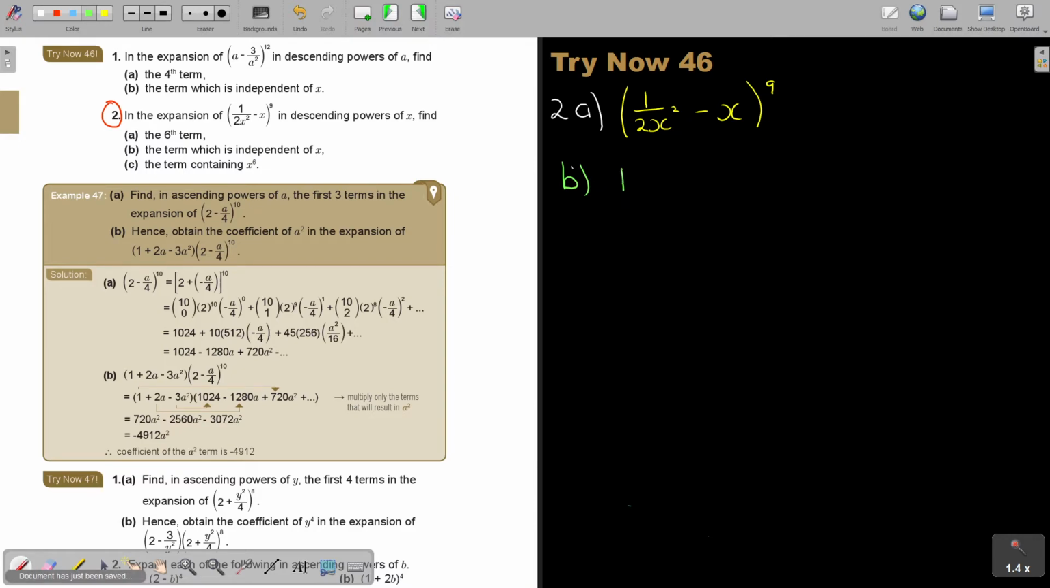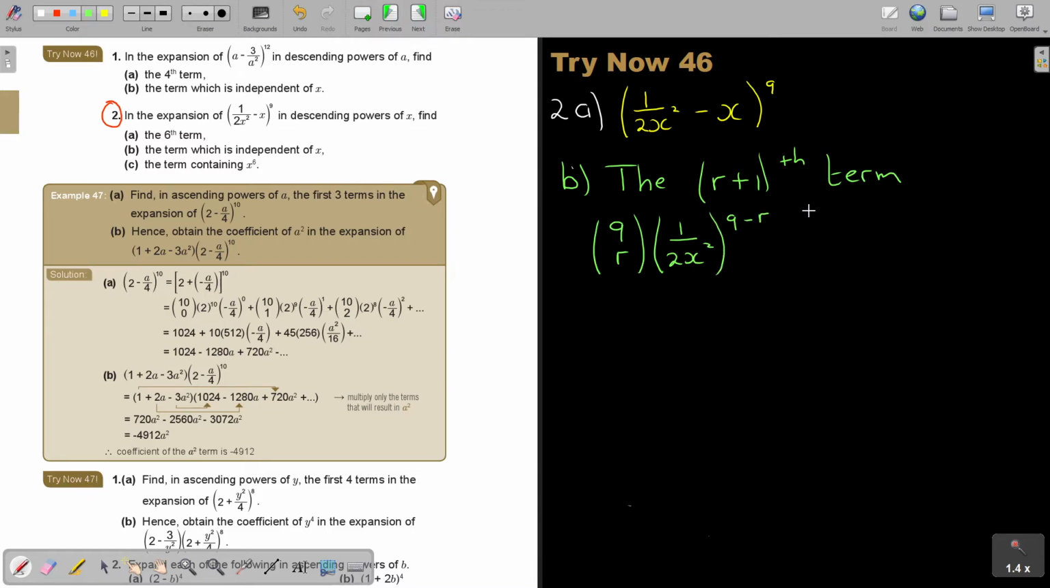Okay, so the r plus 1 term. This is what I will first, in terms of r, I will first get that. So I'm basically going to just say it's 9 choose r. I first want to get it in terms of r. Then I take my first term, and it's 9 minus r. And I take my second term, and it's just r. And I start simplifying it.